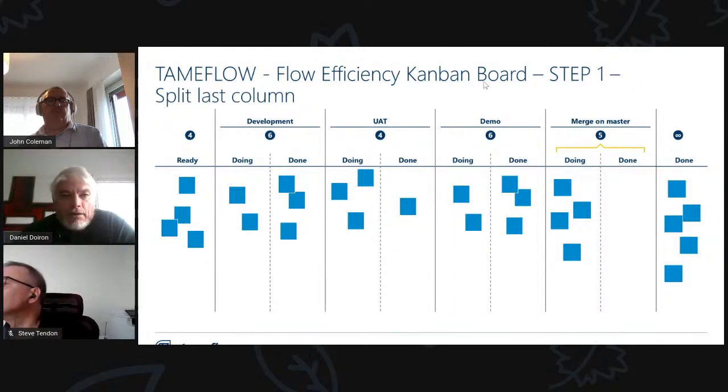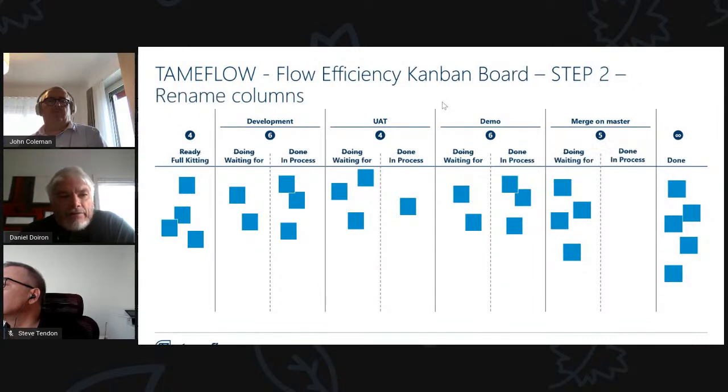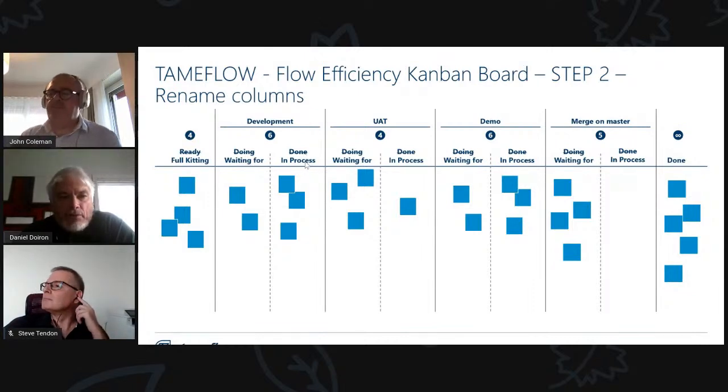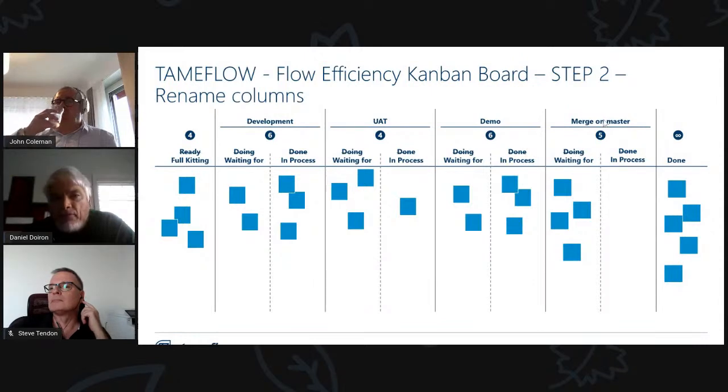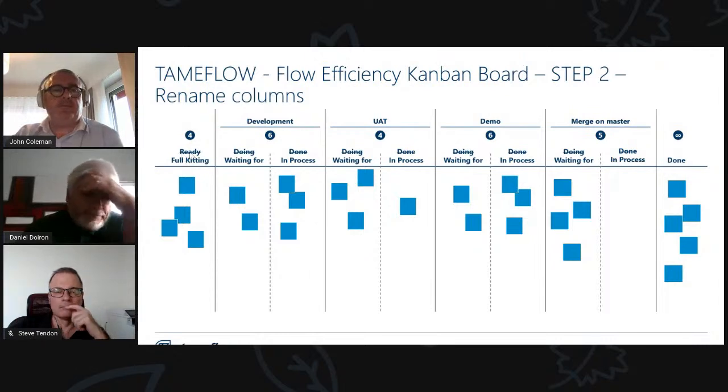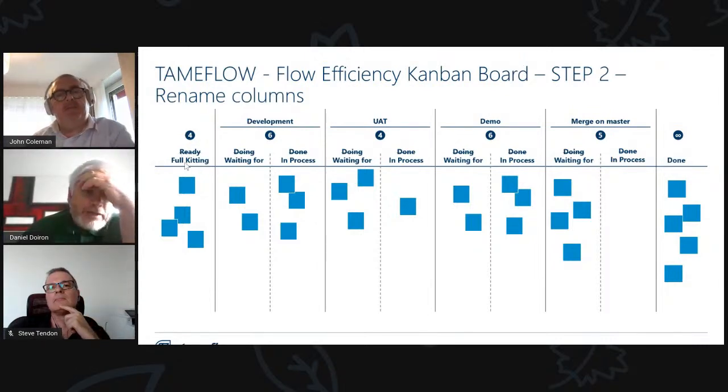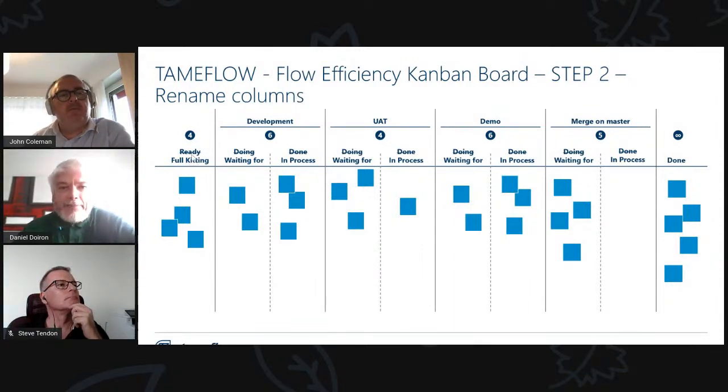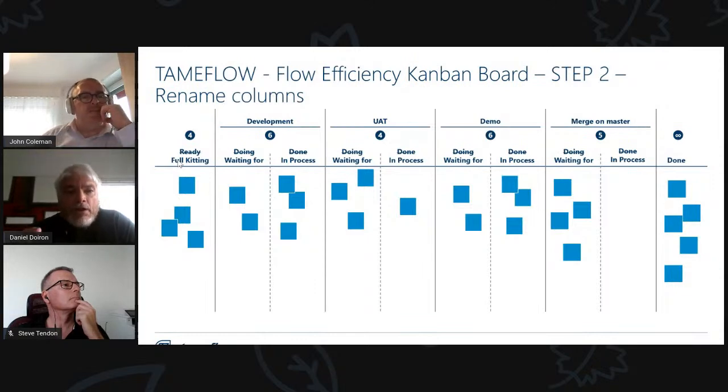What do we do after? Well, it's not that hard. We just rename all of the columns. The doing becomes waiting for, the done becomes in process, and so on, even for the last column that we've created here. And ready changes name, it becomes full kitting. Full kitting is a different definition than ready. Ready basically means that you're ready for the next step, but full kitting means that you're ready for the entire journey, and that you've got a plan to get as close to one-piece flow as possible, all the way to the end, to done.